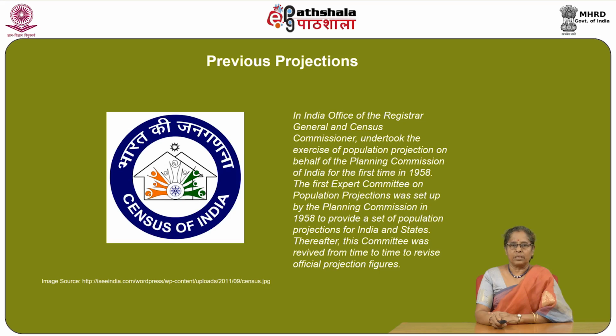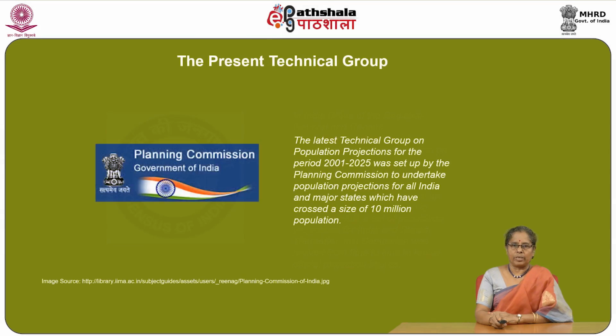What were the previous projections that were done in India? In India, the Office of the Registrar General and Census Commissioner undertook the exercise of population projection on behalf of the Planning Commission of India for the first time in 1958. The first expert committee on population projections was set up by the Planning Commission in 1958 to provide a set of population projections for India and states to use in the preparation of the third 5-year plan. Thereafter, this committee was revived from time to time to revise official projection figures on the basis of the latest available census data. The present technical group on population projections for the period 2001 to 2025 was set up by the Planning Commission to undertake population projections for all India and major states.